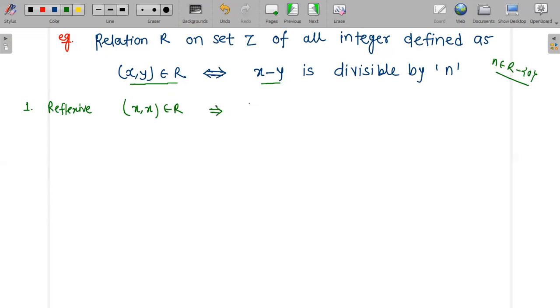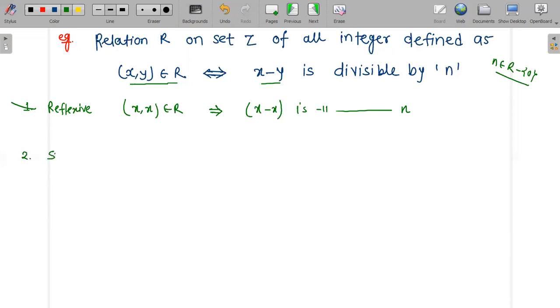It implies I need to prove whether x minus x is divisible by n or not. I know x minus x is 0, and hence 0 is divisible by any real number except 0. So any real number except 0. So that will make your relation reflexive.